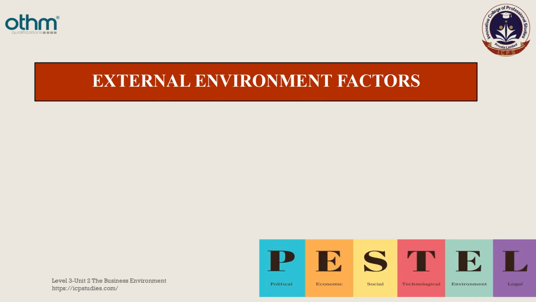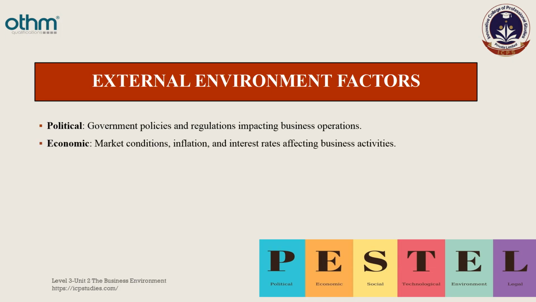Now we are going to discuss these different factors one by one. First factor is the political factor. Political factors include different government policies and regulations that can impact different business operations of the company. For example, new rules or regulations by the government, new interest rate policy, new tax rate policy. The second is economic factors. Economic factors are basically the market condition, the interest rate, the inflation, which can affect the business activities of the company. Third is social factors, and it includes different cultural trends, different demographics, and customer behavior that can influence the demand of a particular product or service.